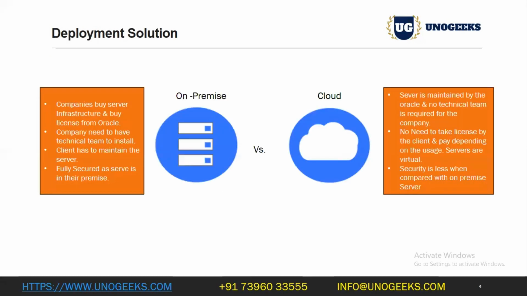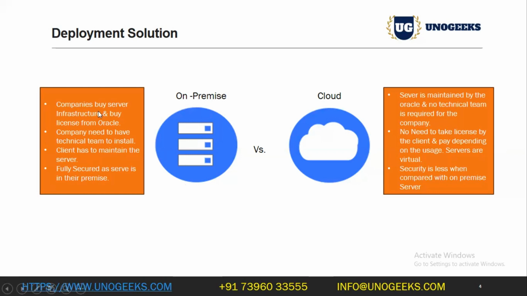So let me move on to the next slide. Here you can see a deployment solution, on-premise and cloud. On-premise is basically EBS R12, which exists in the current market. A few of the clients have already migrated to cloud, and migrations from EBS to cloud are still happening. I am also working for a client who is upgrading from EBS R12 to cloud. Why should I go for cloud rather than maintaining on-premise?